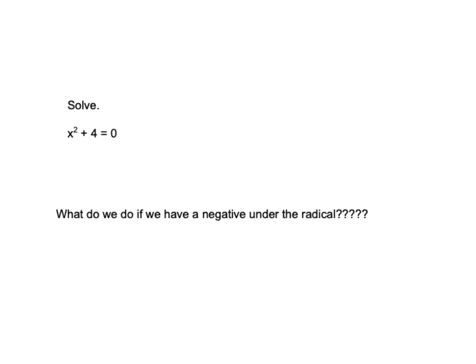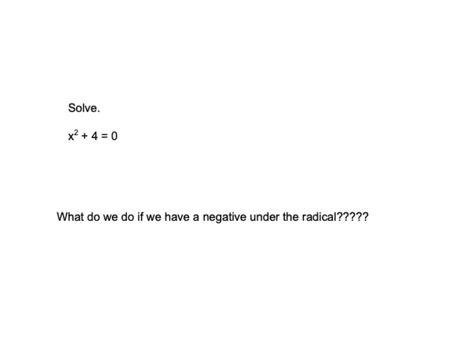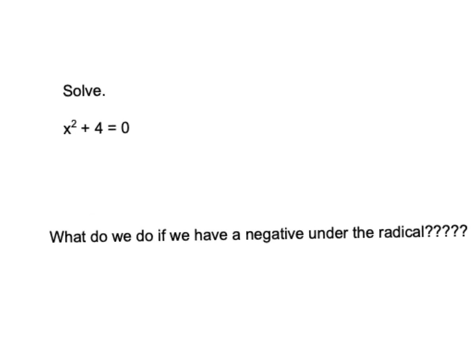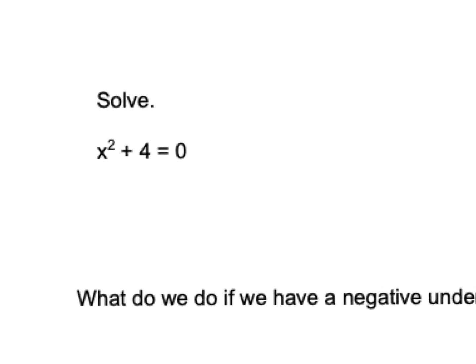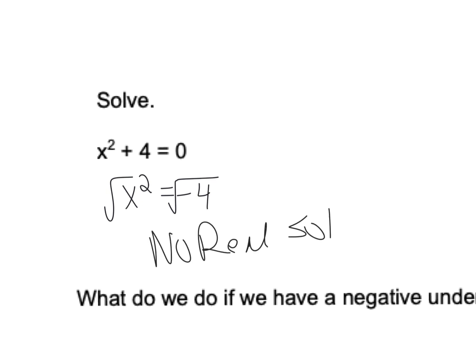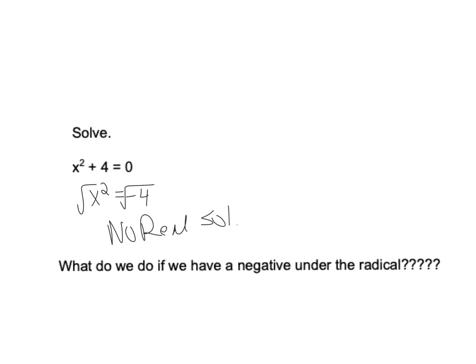Okay, so this week, in this second half of the chapter, we are going to start looking at what happens when we end up with a negative under the radical. So if we look at this equation we have right here, we would subtract 4 and we would get x squared equals negative 4. And up until now, when we took the square root of both sides, we would have said no real solutions. Well, now we are going to figure out what we do so that we do have a solution.